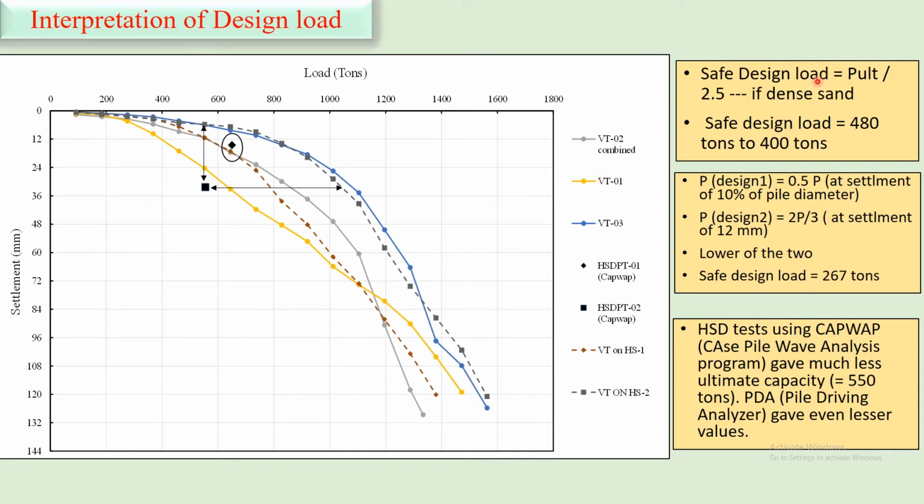Even more puzzling is the safe design load. If you interpret safe design load as per IS code, with a curve of this nature in dense sand, then safe design load will vary from 480 to 400 tons. If you design by settlement criteria for such curves, then you have to take half of the load corresponding to the settlement of 10% of pile diameter, or 2/3 of the load corresponding to the settlement of 12 mm, and the lower of the two. From this criteria, we get only 267 tons safe load. So there is a large variation from 267 to 400 tons, while the HST test gives even much less safe load. So what to do in such cases? From this, you get almost half of the 480 tons.